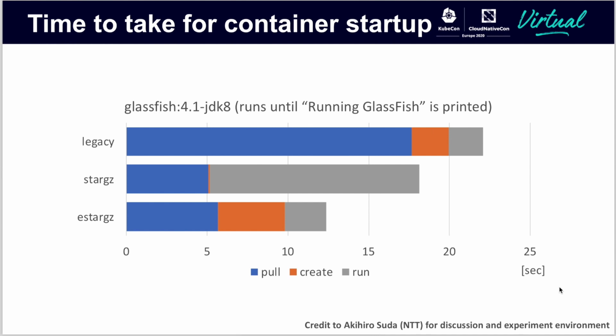And for Glassfish 4.1, which is a server image, Lazypull also shortened the time taken for the pull operation in both Stargz and eStargz cases. But Stargz takes longer for the server initialization, and the eStargz image mitigates this. For the eStargz image, again, waiting for the prefetch completion during create occurs.